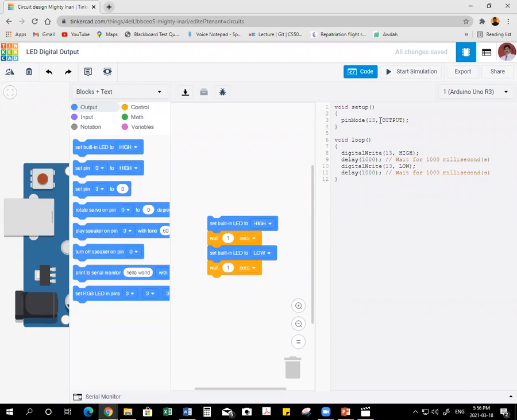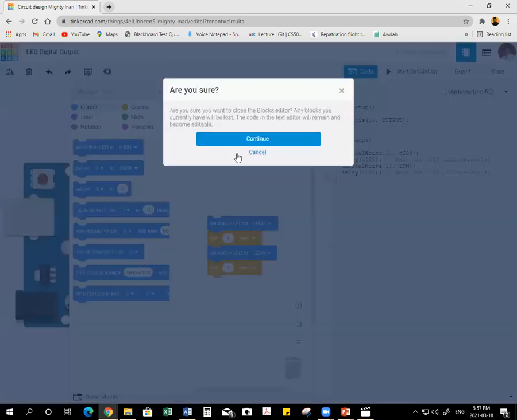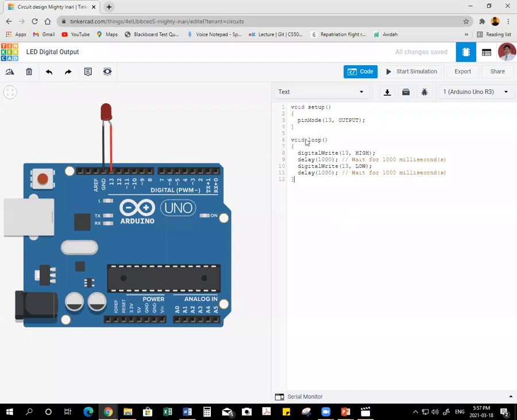But on the right side, there is a program, there is a code. If you want to type the program itself, not using the blocks, then you have to go with text only. It will ask, because it is not a reversible process. Means if you are writing the program in text, then you cannot come back to the blocks. But if you are using the blocks, the program can be displayed, but not vice versa. See here, I'm showing the example. See, are you sure? It's asking, press continue. See, it is showing only the program.